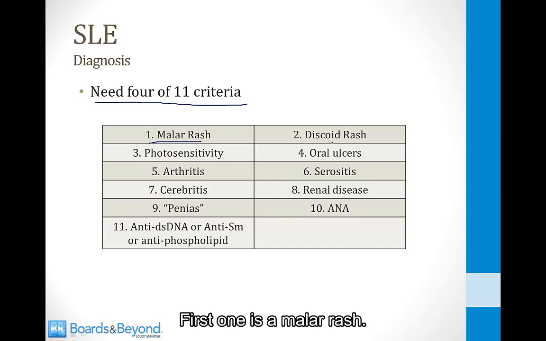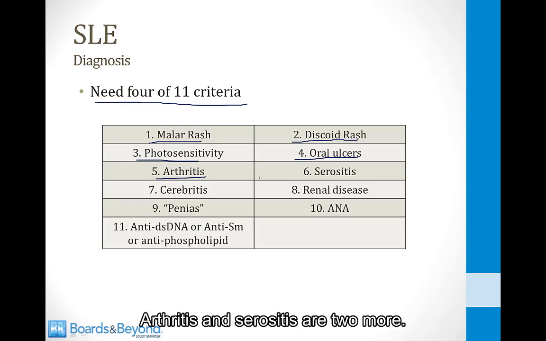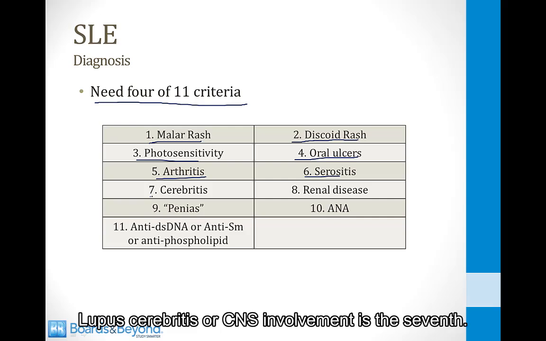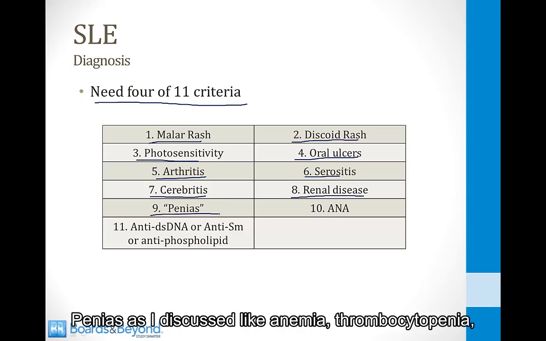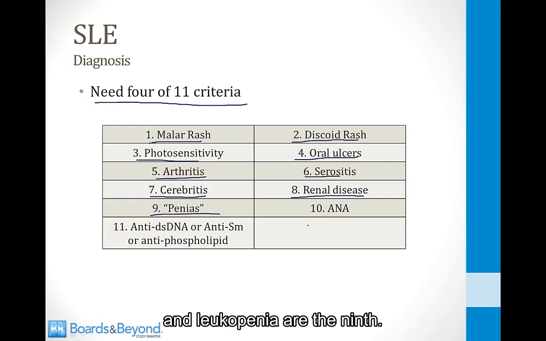The first one is a malar rash, the second one is a discoid rash, photosensitivity is the third one, oral ulcers are another one, arthritis and serositis are 2 more, lupus cerebritis or CNS involvement is the 7th, renal involvement is the 8th. Penias, as I discussed, like anemia, thrombocytopenia, and leukopenia are the 9th. The 10th is ANA, and the 11th is another antibody test like anti-double-stranded DNA, anti-Smith, or anti-phospholipid.